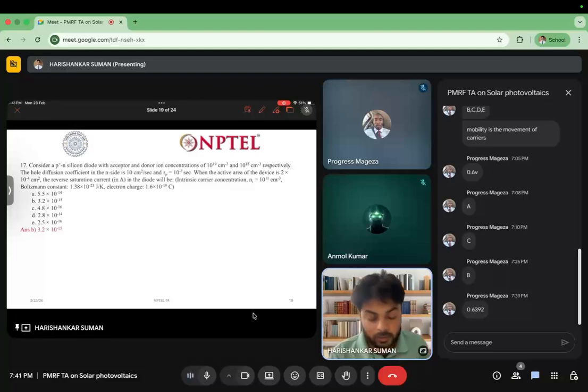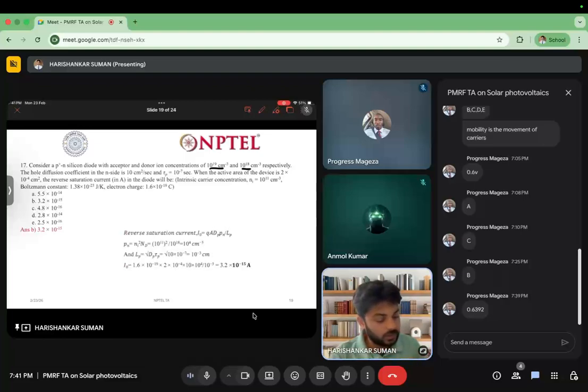See the next question. Consider a P plus N silicon diode with acceptor and donor ion concentrations given respectively. The hole diffusion coefficient in the N side is 10 to the power 10 centimeter square per second. Tau is also given, 10 to the power minus 7 second. Active area is 2 into 10 to the power minus 4 centimeter square. The reverse saturation current in the diode will be.